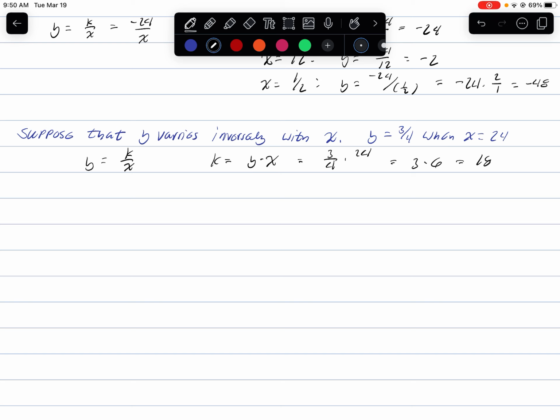So our inverse variation equation is y equals 18 over x. And you can play around with this one as well if you want and see what it looks like.